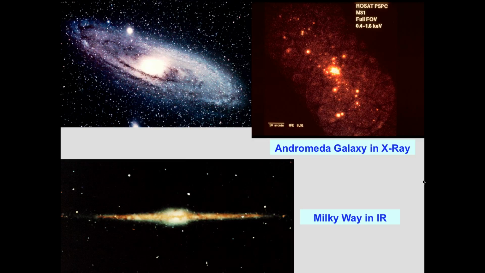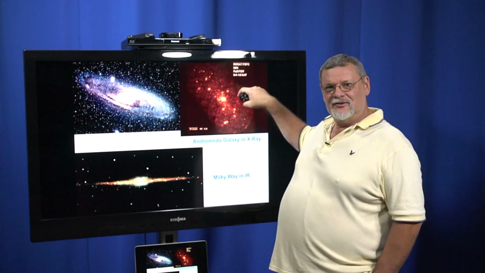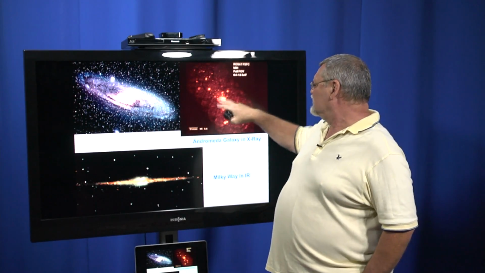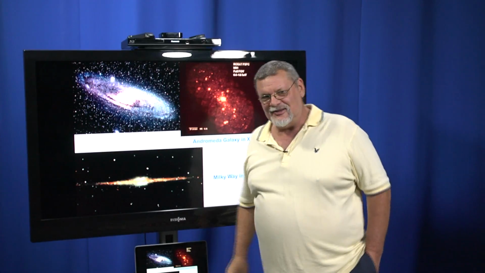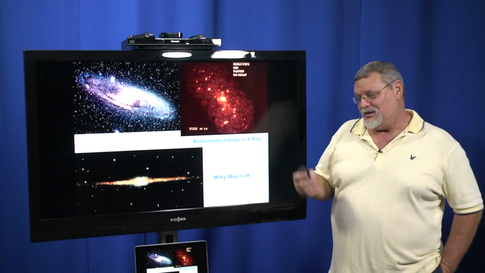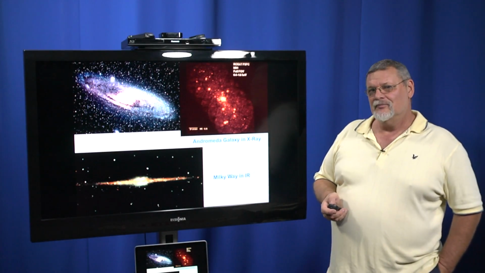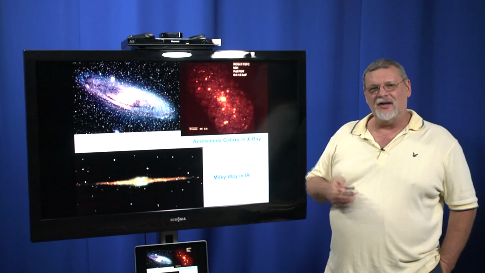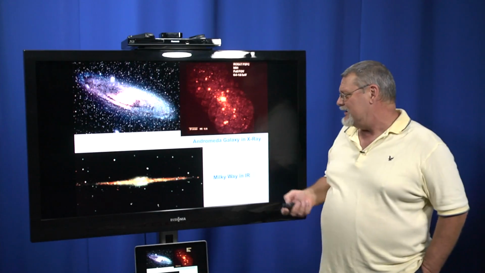Here's the Andromeda Galaxy in visible. Here's the Andromeda Galaxy in X-ray. We're looking at the X-rays coming from the Andromeda Galaxy, and you can see that the center of it is giving off a lot of X-rays. That tells us a lot about it. Typically it means there's probably a black hole in the center, and we're looking at a lot of these places with other spectra, and it's going to tell us a lot about them.